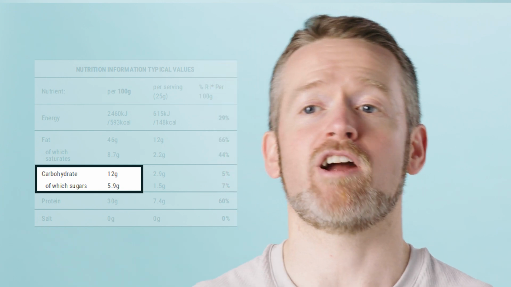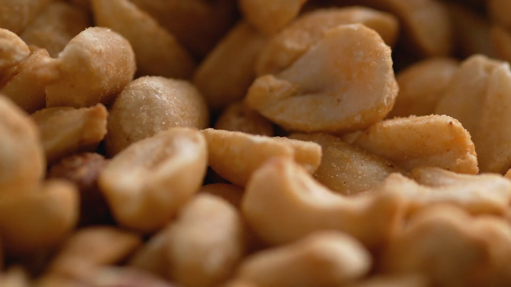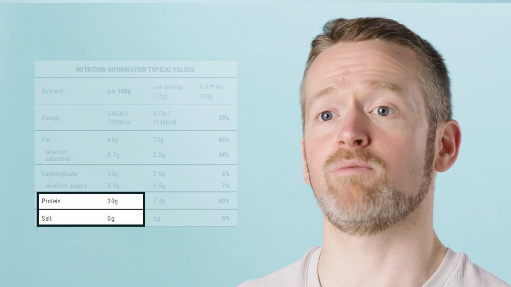You can also see the amount of carbohydrates is 12 grams and the amount of sugars is 5.9 grams. This can be useful in processed foods to get an idea of the sugar content, but as these are just peanuts, you know that these aren't added sugars and are just naturally present in the nut. You can also see protein and salt content per 100 grams of nuts too.